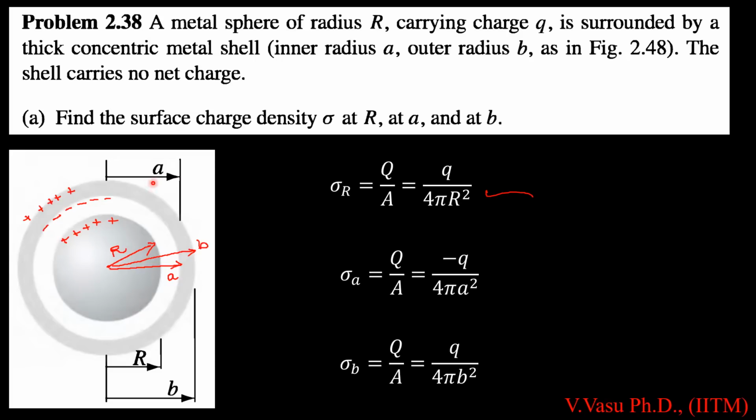So what is the charge at the inner surface? It is a negative charge. So sigma a is equal to minus q over 4 pi a squared. Similarly, for the outer surface, sigma b is equal to plus q divided by 4 pi b squared. So we have answered subdivision A. Then we will go for the next subdivision.